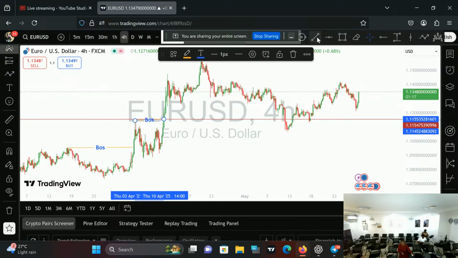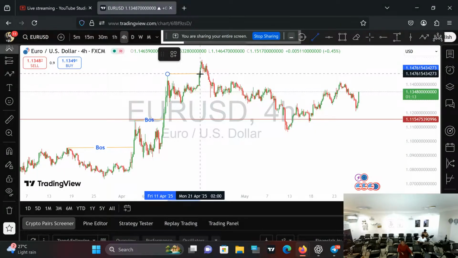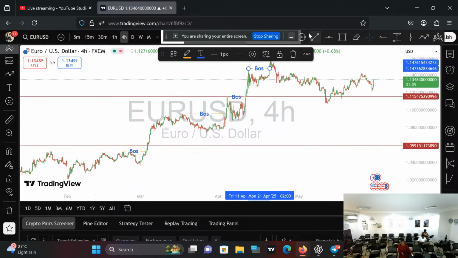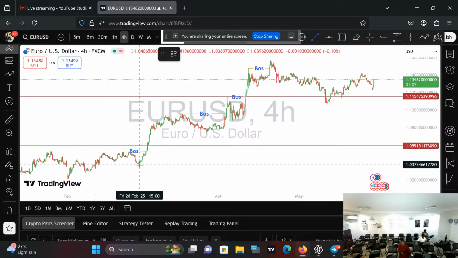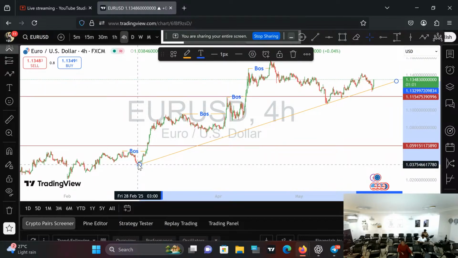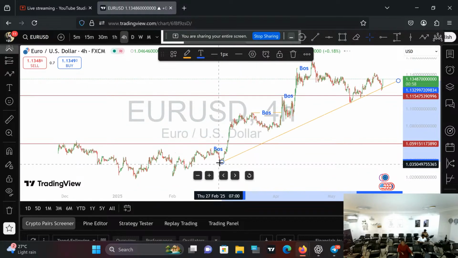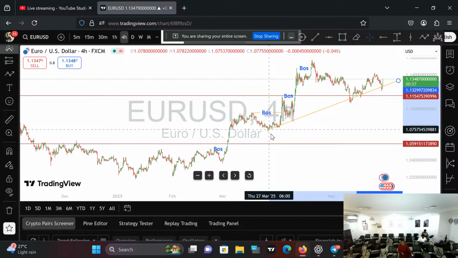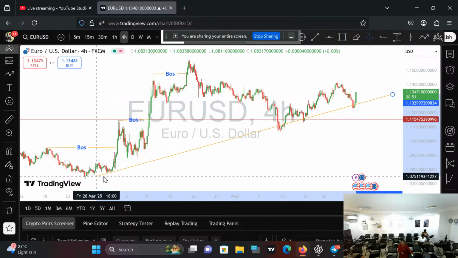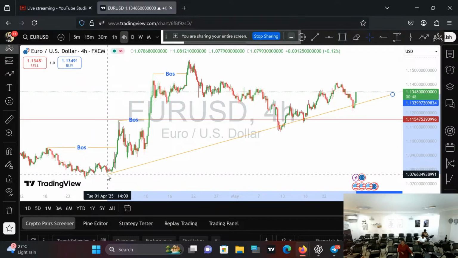And we have another break here. Another break. And we can draw our trend line from this 4 hours like this. Draw something like this. Or you can start drawing it from this point. Start drawing our trend line from this point.